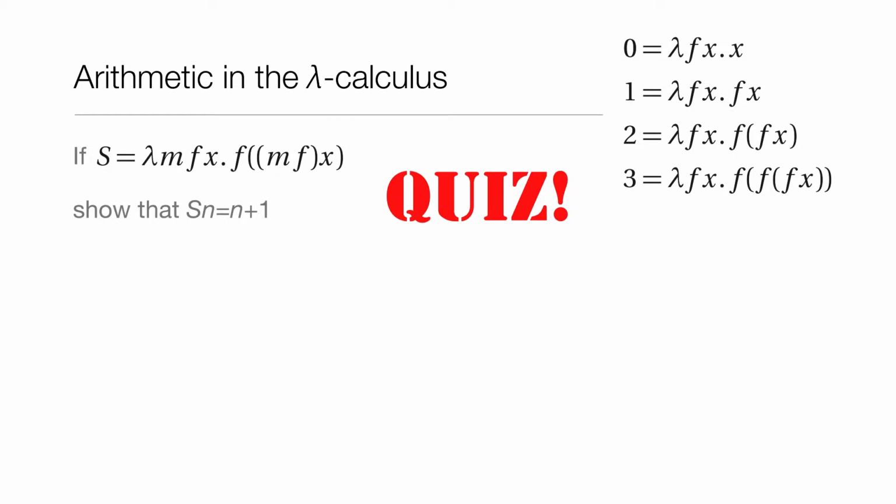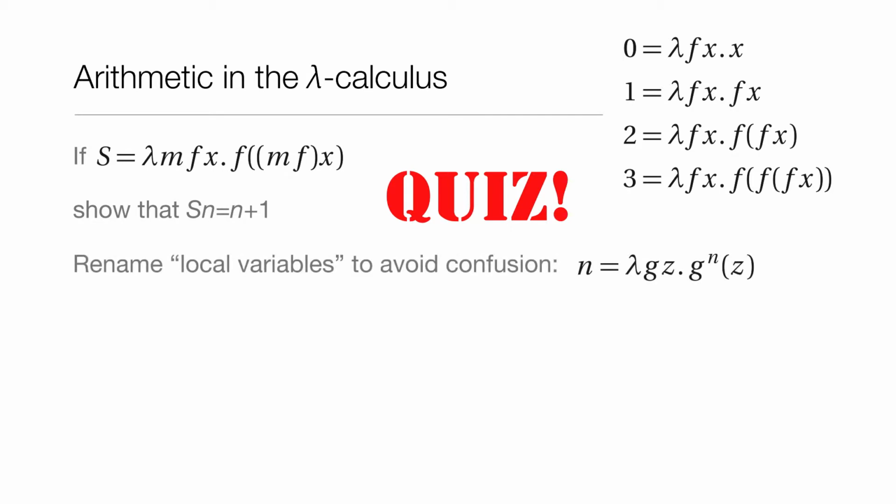Now, there are some things you should keep in mind. For one thing, we're going to get confused if we apply a string with a lambda f to another string with a lambda f. It's like we have two variables with the same name. So just as we would in programming, we can rename these variables if they're kind of local variables. So for instance, instead of calling n lambda fx, f to the n of x, I can call it lambda gz of g to the n of z. So in the lambda calculus, we're always allowed to rename variables like that to avoid confusion. So there's our definition of n again.